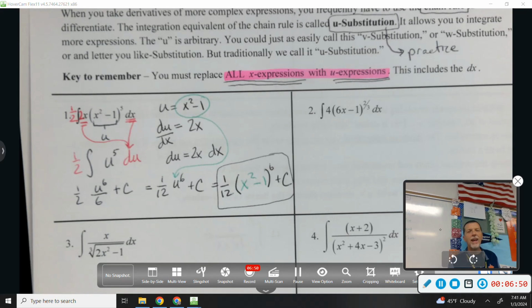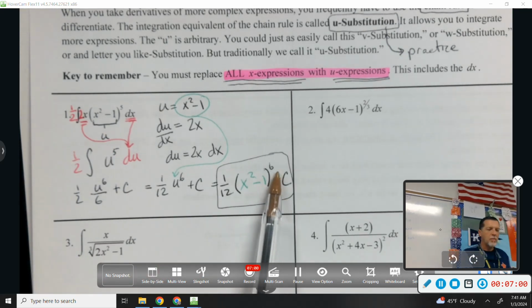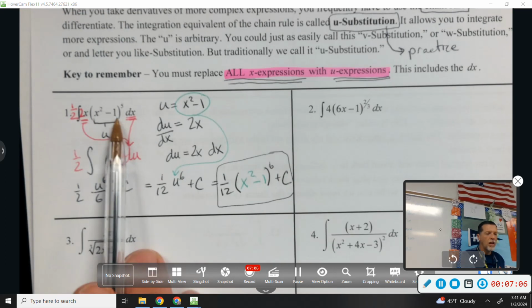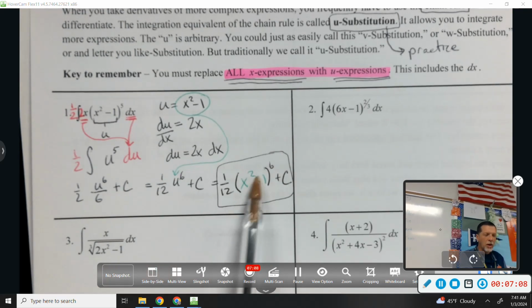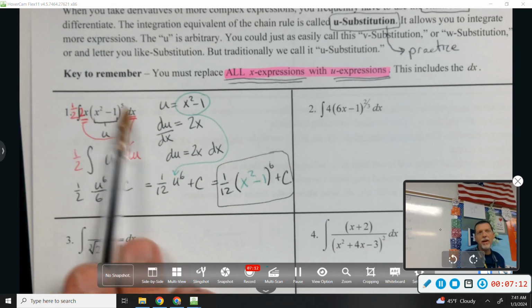So there's my antiderivative. If you wanted to check, you could take the derivative and go back and see if you got there. At least you could do it kind of in your head. Power rule would be 6 times a 12th. That'd be a half. Then you'd have x squared minus 1 to the 5th. And then if you multiplied by 2x, the 2x and the half would cancel out, and you'd be right back where we started.